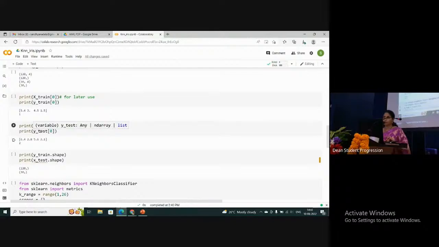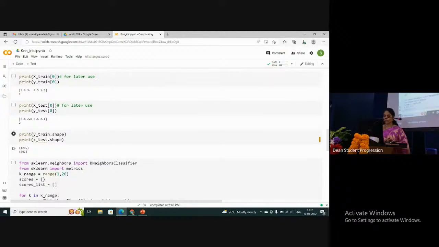Likewise, I have picked up one from the test sample, x_test of 0 and y_test of 0. When I say x_test of 0, I have all the values here: 6.4, 2.8, 5.6 and 2.1. And with respect to that, y_test of 0 gives you the corresponding label, which is Virginica. Then you are trying to print the shape.